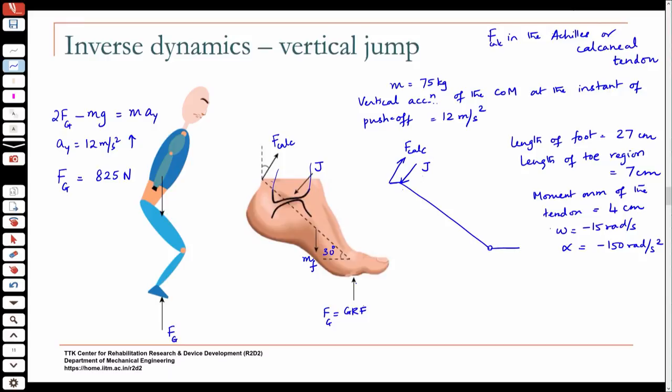So, I look at the whole body, find the ground reaction force, then use that in the free body diagram of the foot to compute my unknowns, which would be F calc and the two components of J. Okay. So, here the mass of the foot is 1.5 kg, which is 15 newtons.